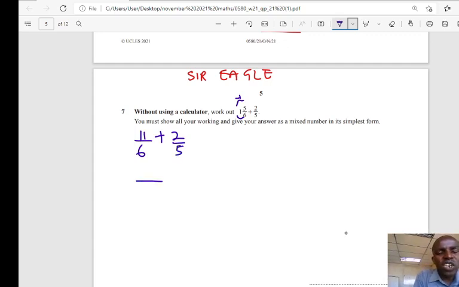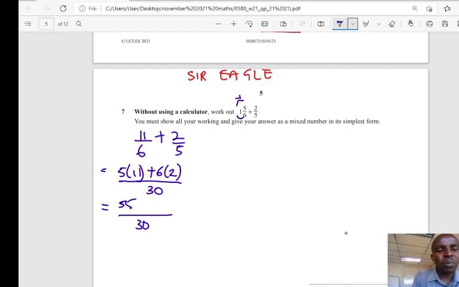Then after that, you find a common denominator between 6 and 5, which is 30. 6 into 30 is what? It's 5. 5 times 11, show all your working, plus 5 into 30 is 6 times 2. Don't just write 12. Show all your working, yeah? Then you get it's over 30. 5 times 11 is 55, plus 6 times 2 is 12. Then over 30. 55 plus 12 is 67.